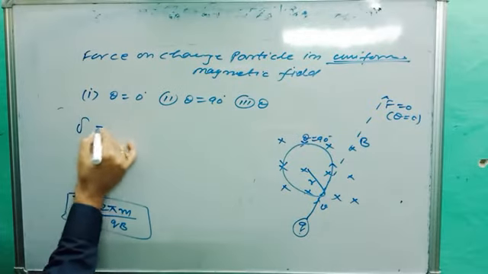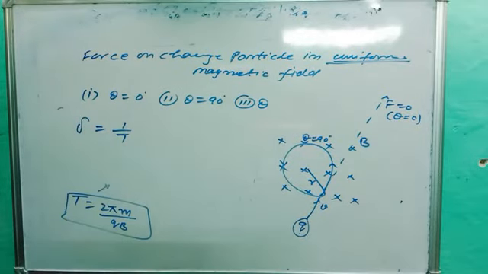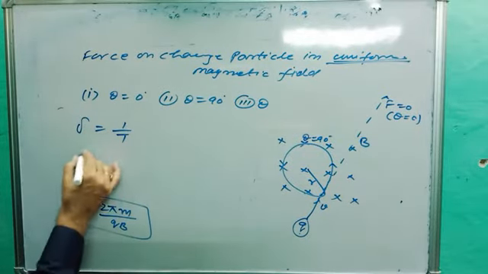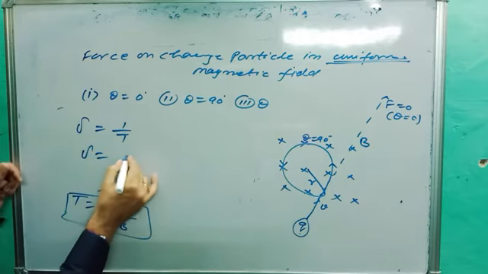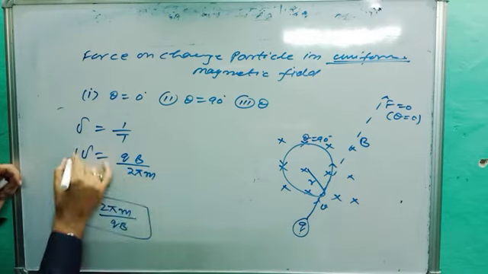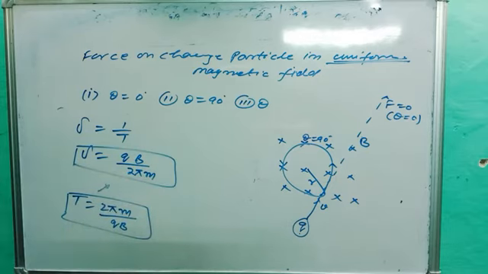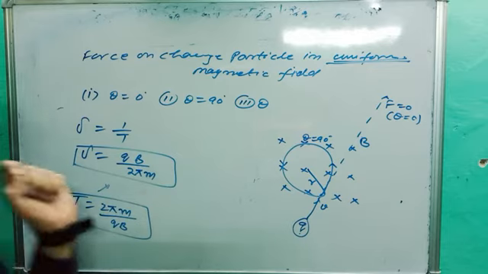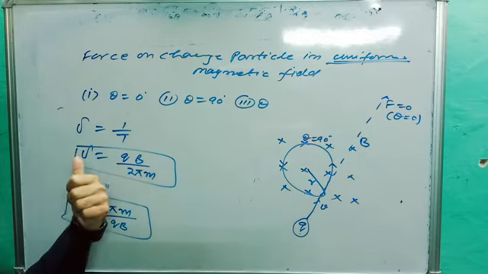Frequency nu is equal to 1 upon T. This is an important point. Nu is equal to 1 upon T, so nu is the reciprocal of the time period. It will become qB upon 2 pi m. Are you getting the point? So this is very, very important. Nu is equal to qB upon 2 pi m. So this is all about your radius, time period and frequency.